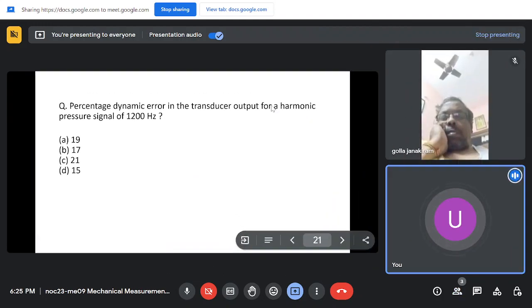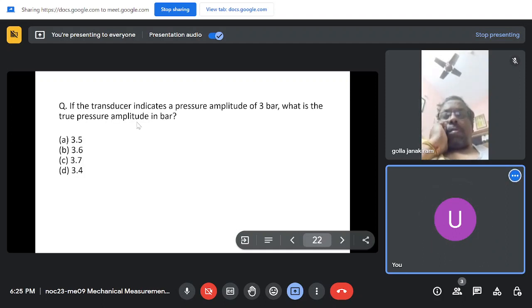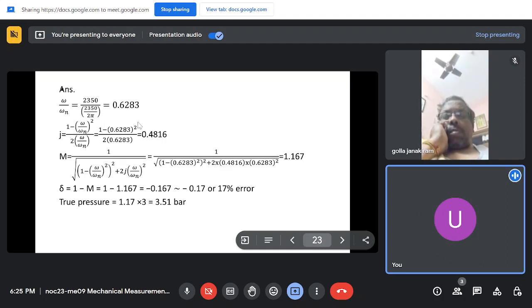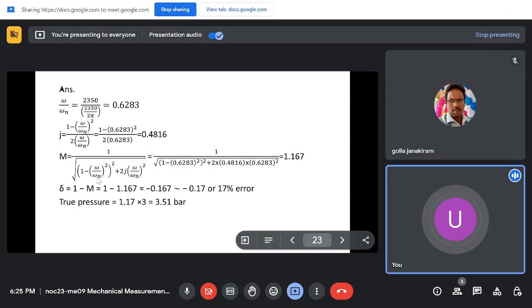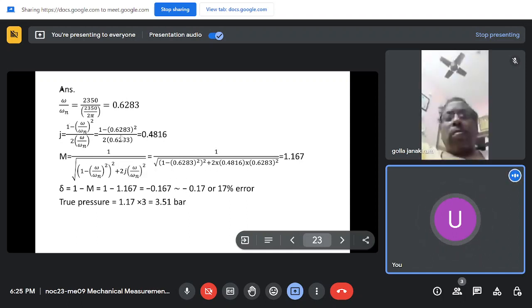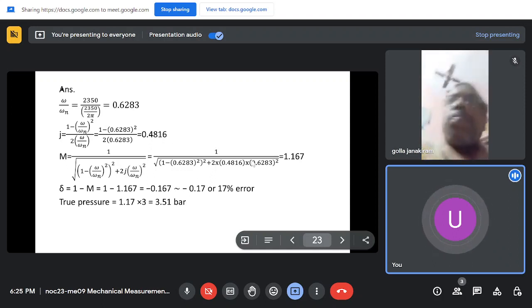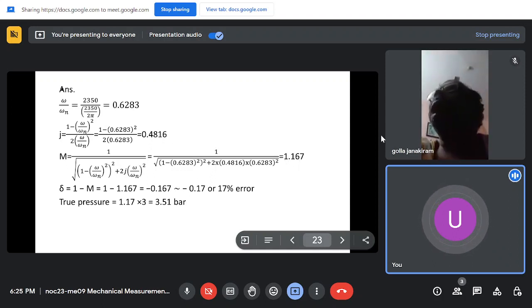So we have to find out the percentage dynamic error in the transducer. For a frequency of 1200 hertz, if you put the magnitude ratio, we know for a second order system it is 1 by root of (1 minus (omega by omega n) the whole square, the square of that, plus (2 into the damping ratio into the frequency ratio) the whole square of that). So when you substitute the values, omega by omega n and the damping ratio, we get 1.167.